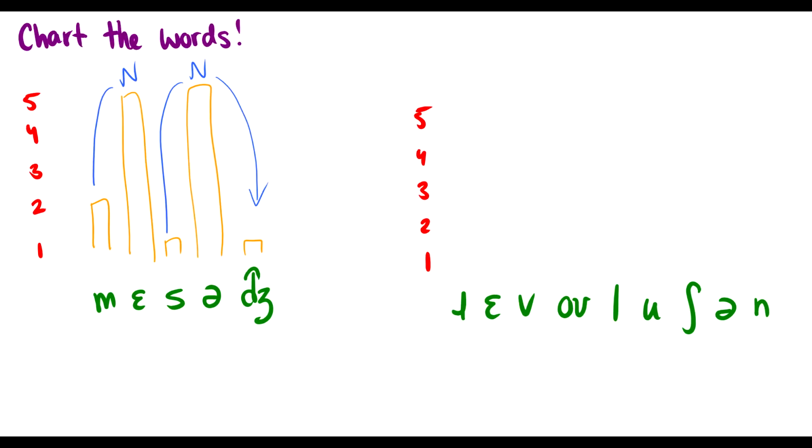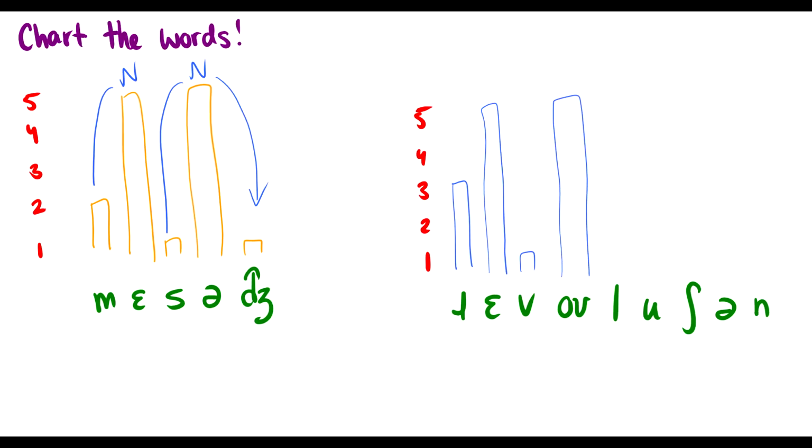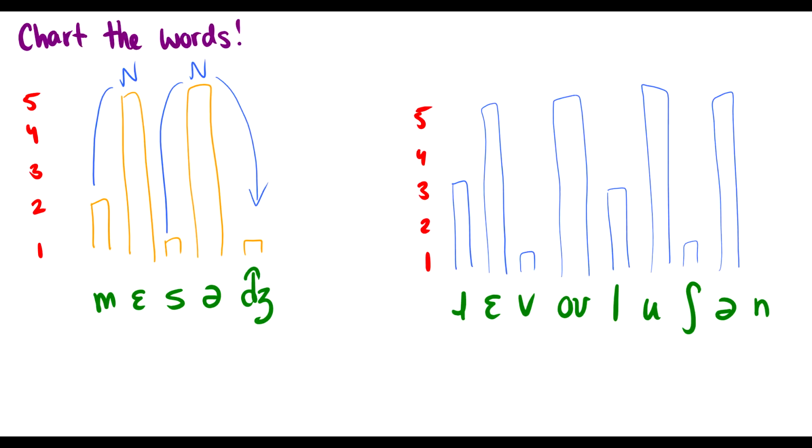So, R is a liquid. So, that is a 3. E is a vowel, so that's a 5. V is obstruent. Vowel, liquid is a 3. U is a vowel. Sh, obstruent. E is a vowel. N is a nasal. Okay. Revolution. 4 syllables. I see 4 peaks here. So I see 4 nucleuses.